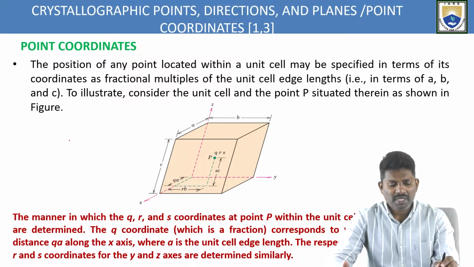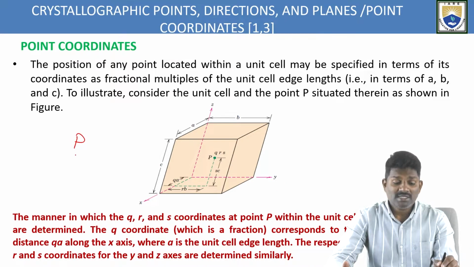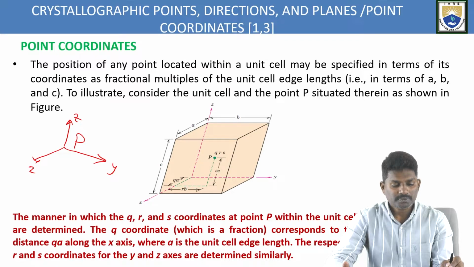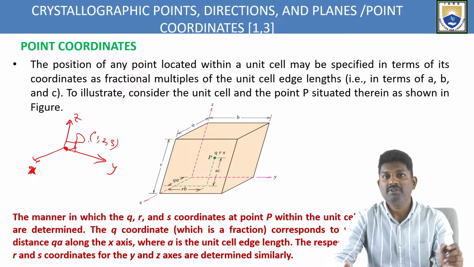So this point P, at what distance from the x axis is it? Similarly, at what distance from the y axis? Similarly, at what distance from the z axis? If you know the distances along the x, y, z directions, then it is very easy for us to find the distance of that point P from all these three reference axes. So I'll find the distance along x, along z, along y. That's why I'll get all three coordinates of the position of the point like this.